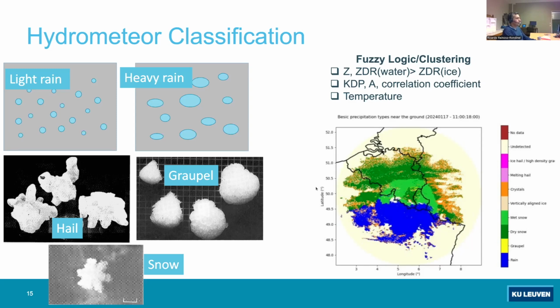This is quite nice because then you could actually estimate rainfall rate in areas where it's rain. And areas where there's no rain, well, then you have to replace your methods to estimate QPE.